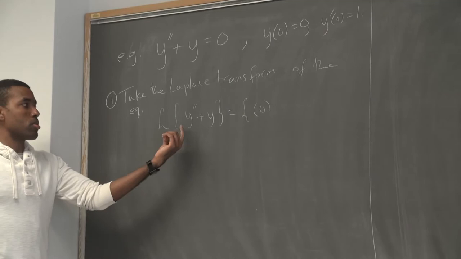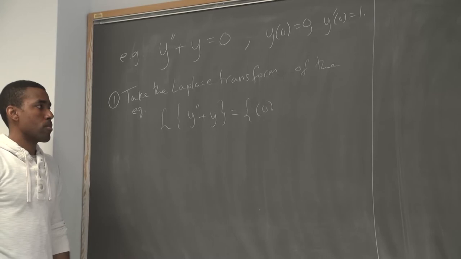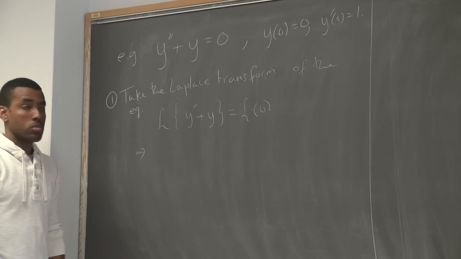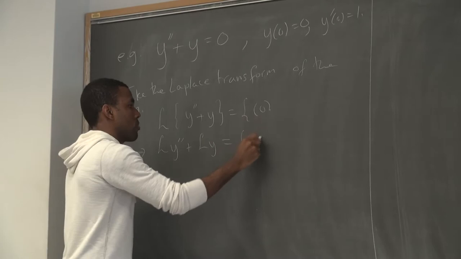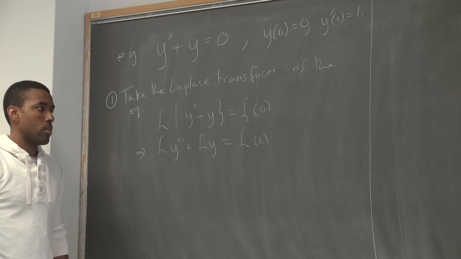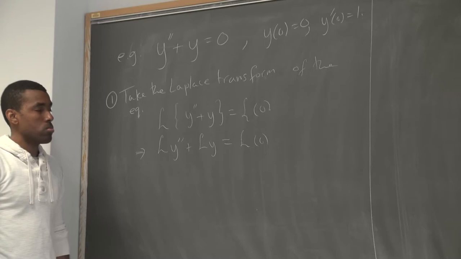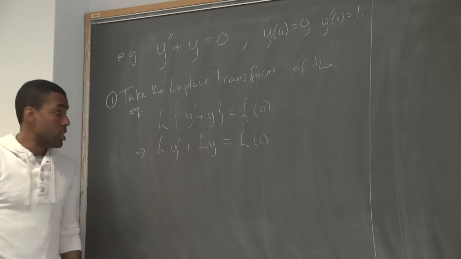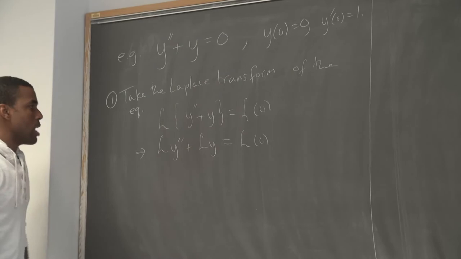How do I get to the Laplace transform of y double prime plus y? You could take the Laplace of each one separately, right? How do you know that? Because the Laplace transform of a sum is the Laplace transform of each. Not because it's exponential, because it's an integral. You take the integral of a sum, it's just the sum of the integrals, right? So basically you can take the Laplace transform of a sum by taking the Laplace transform of each part in the sum. Now we're going to have to figure out what the heck this is.